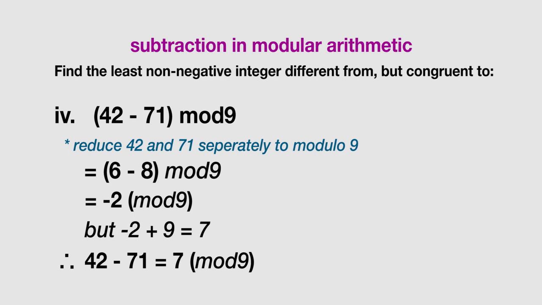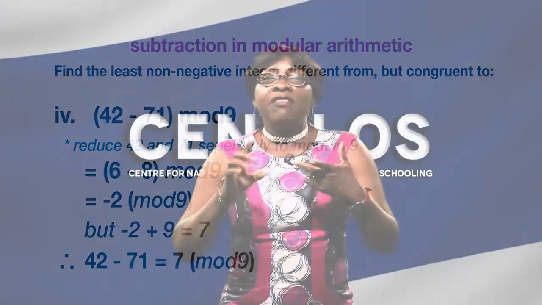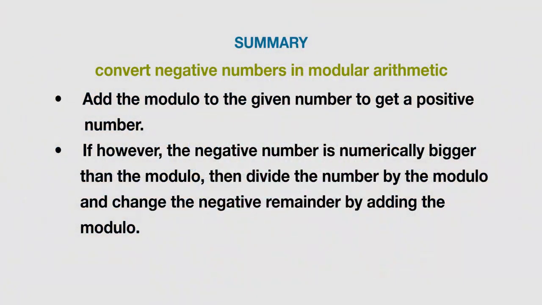Well, I hope you can now work these negative numbers in any given modulo. We have learned that to convert negative numbers to modular arithmetic, you just add the modulo to the given number to get a positive number. If, however, the negative number is numerically bigger than the modulo, then divide the number by the modulo first and change the negative remainder by adding the modulo.